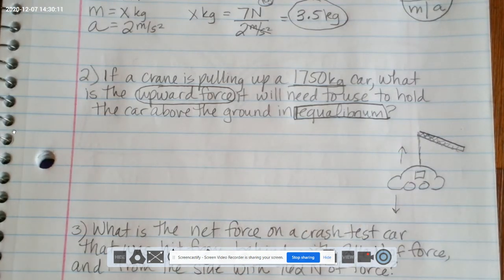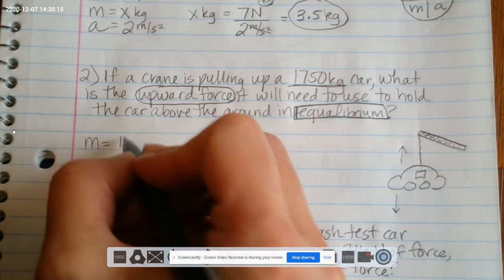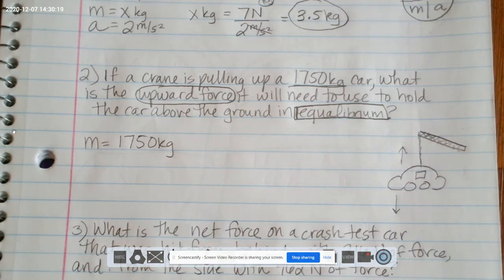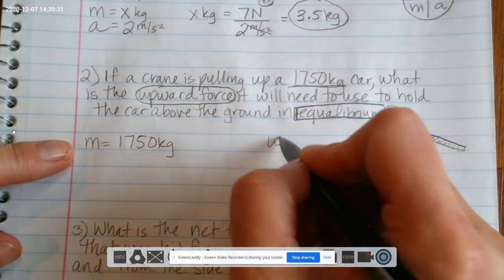Well, I'm only given mass. So mass is one of the things that I know I have, at 1,750 kilograms. That's the mass of the car. Well, we also know that mass is really important to find force, but it's also important to find our weight. And remember, what is weight? Because weight is technically a force.